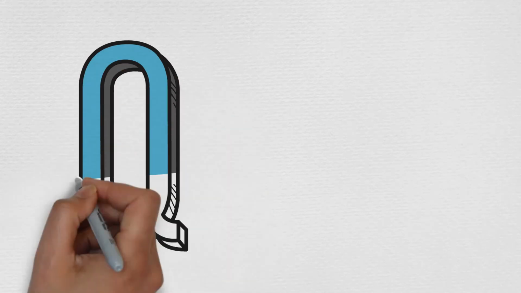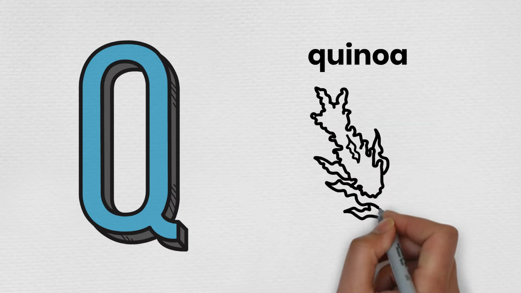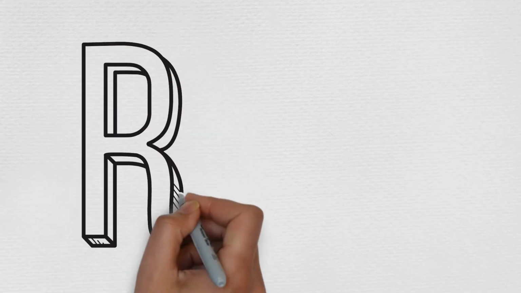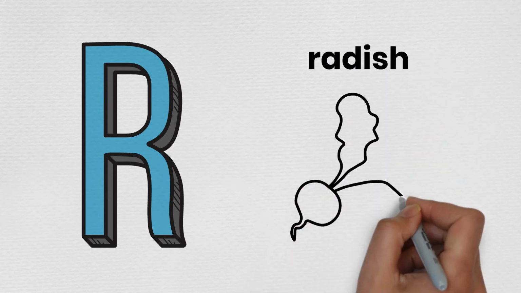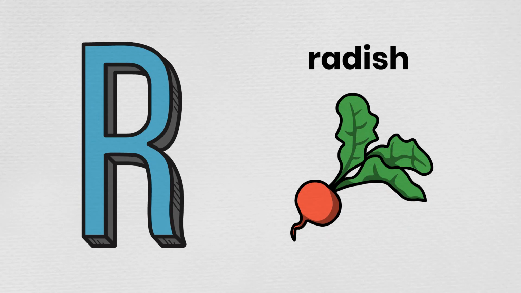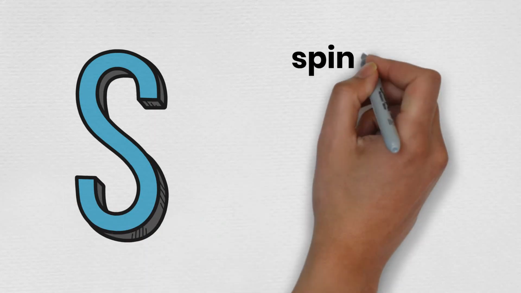Q is for quinoa. R is for radish. S is for spinach.